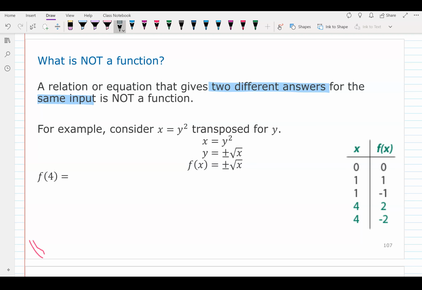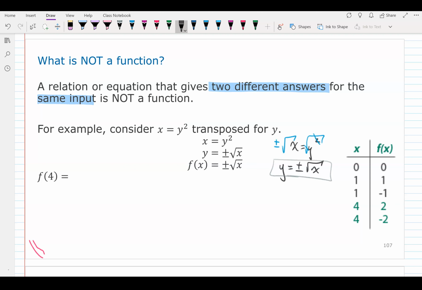not a function. So let's consider x equals y squared transposed for y. So what it did, just let me talk you through it. I know it's right there, but they take x equals y squared. They did the square root of both sides. We're solving for y, okay? Square root of both sides, that's actually plus or minus. To be really specific, that's what the answer is. So y is plus or minus root x. Okay? So that's actually our function. It's going to be plus and minus root x.